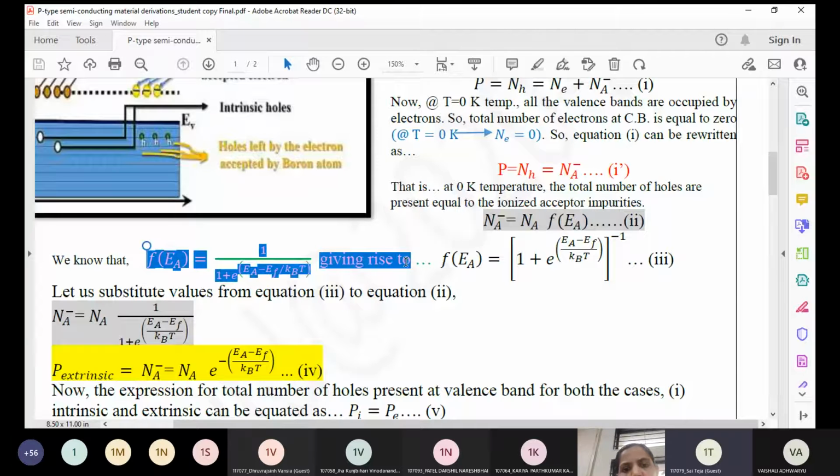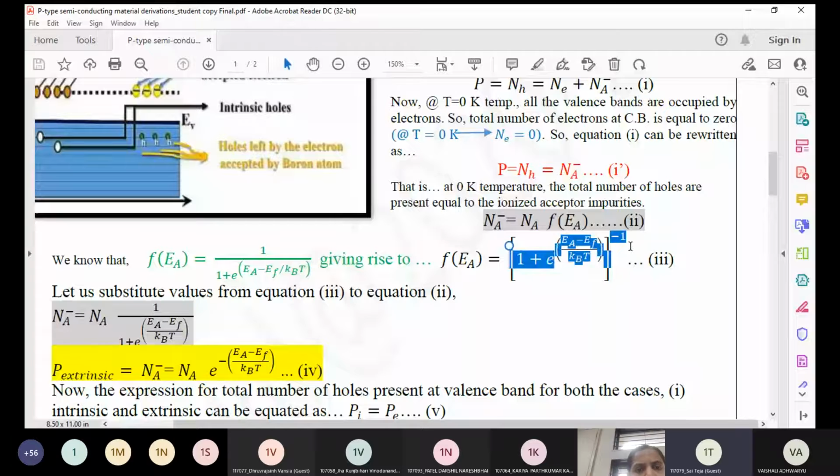When we are considering very low temperatures, we can say that EA minus EF will be very much greater than KBT. So we can consider F of EA as 1 by e raised to EA minus EF by KBT. So the plus one which is there, we can neglect that. Now we will substitute.